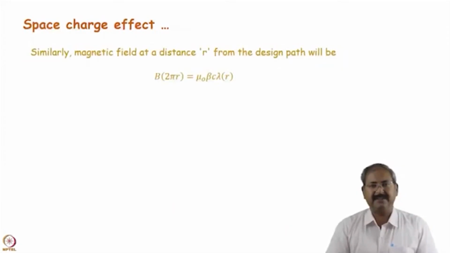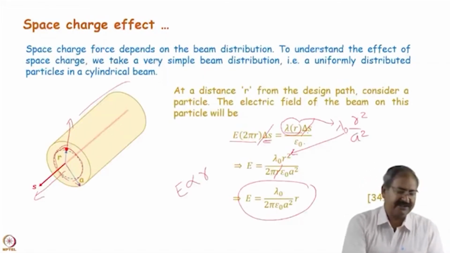Because the particles are in motion, they constitute a current also. So these will generate a magnetic field also. Using Ampere's law, you can calculate the magnetic field very easily. The magnetic field will be in the azimuthal direction. Azimuthal direction means in this direction. So we will have E_r and we will have B_phi.